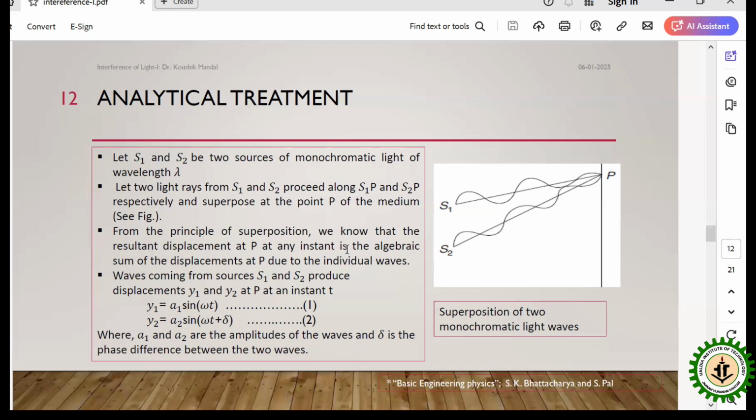From the principle of superposition, we know that the resultant displacement at P at any instant is the algebraic sum of the displacements at P at that instant of time. Let us consider the waves have an analytical expression of y1 equals a1 sin omega t and y2 equals a2 sin omega t, where a1 and a2 are the amplitudes of both the waves, and omega is the angular frequency. The first one has no phase difference, but the second one has a phase difference of delta.